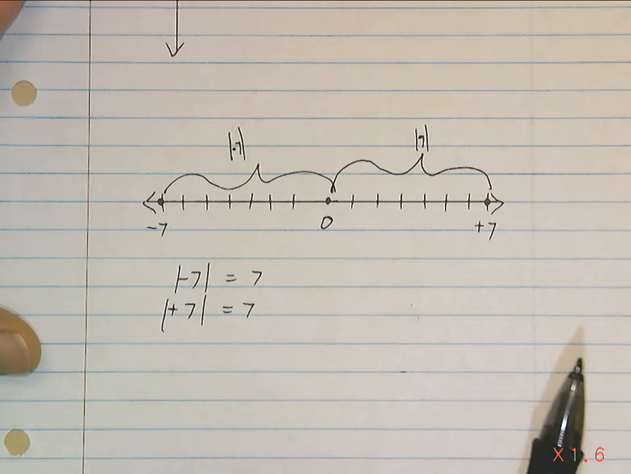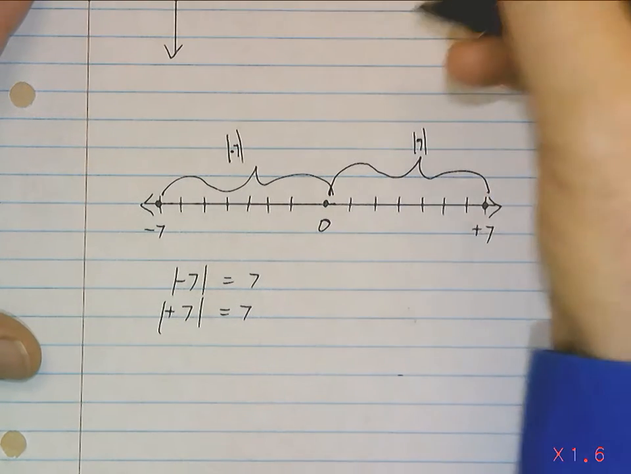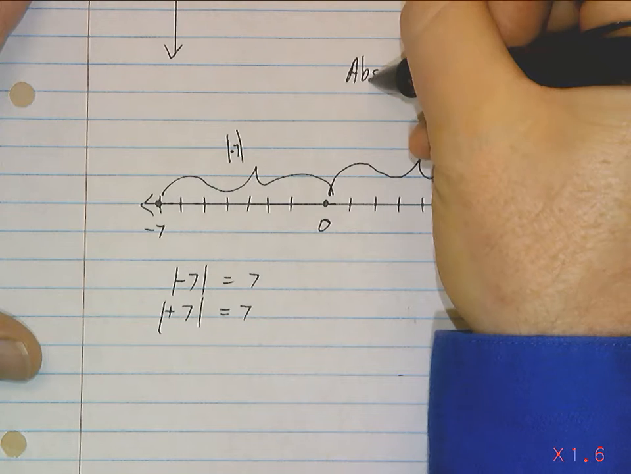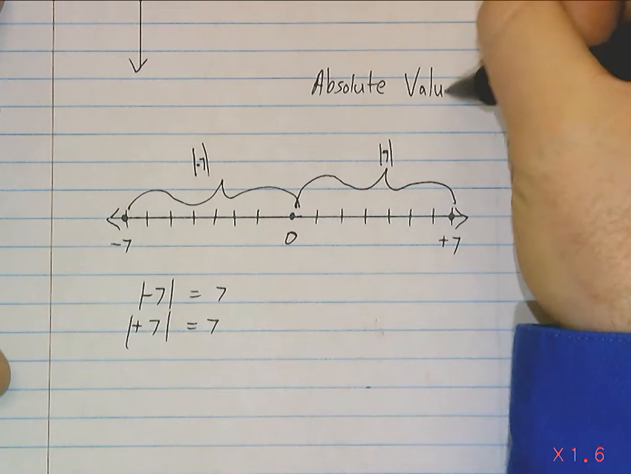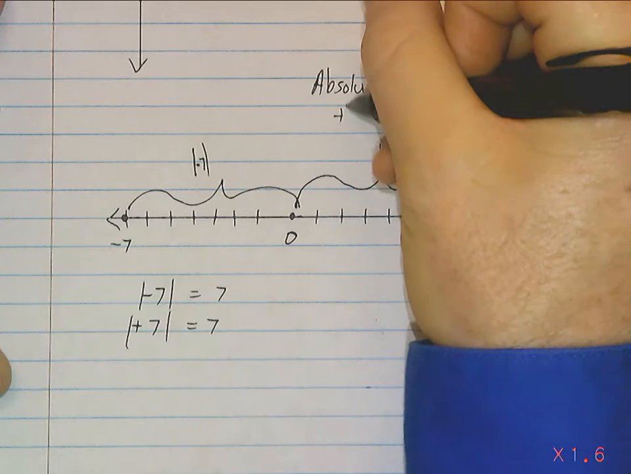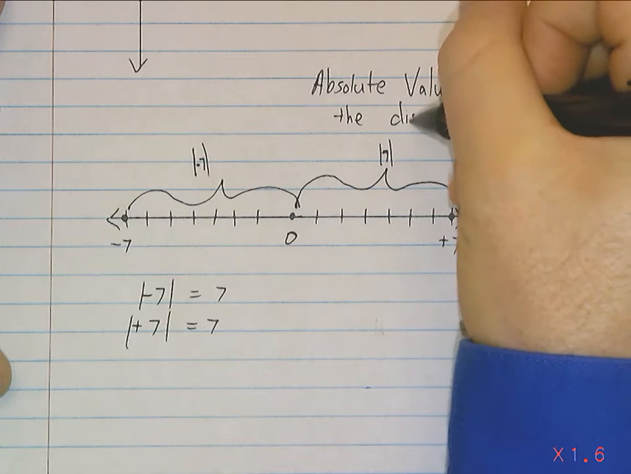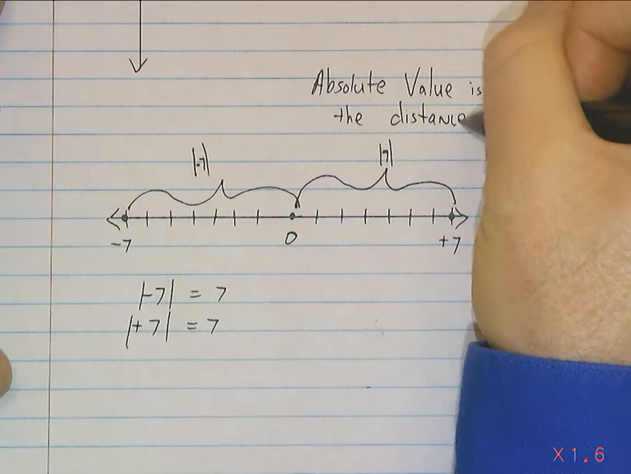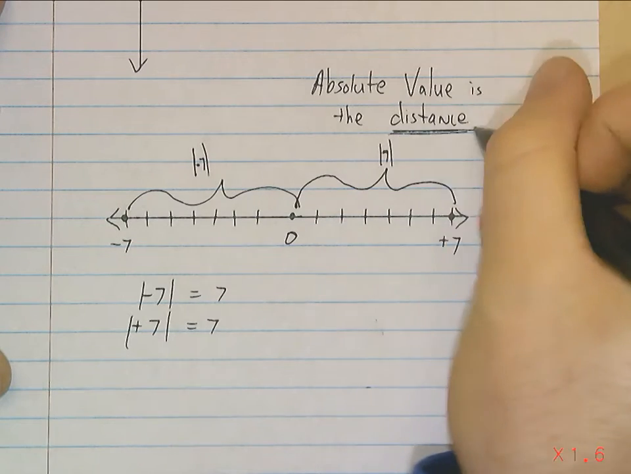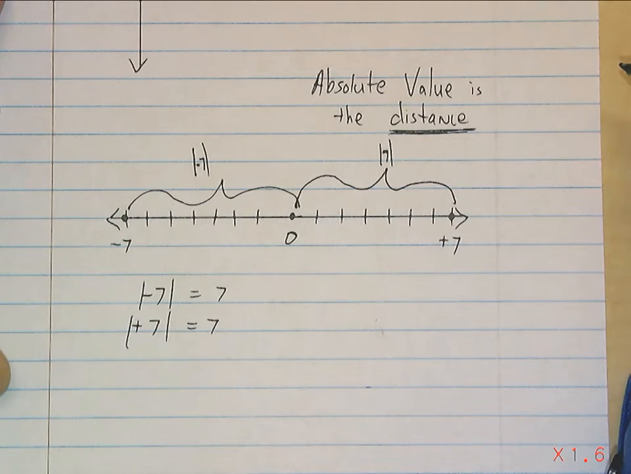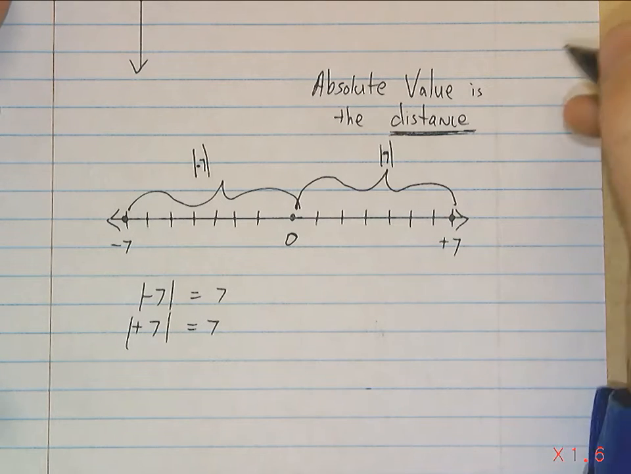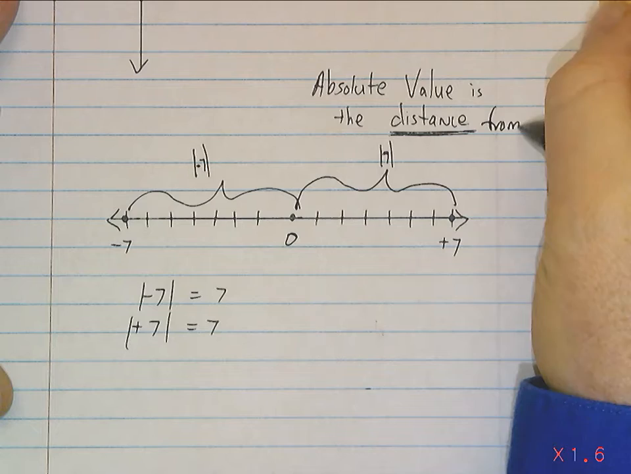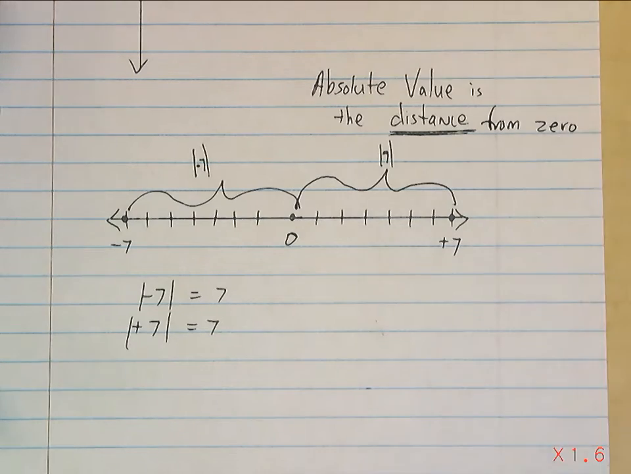Again, absolute value just talks about the distance. Let me write that down. The distance from 0. Distance is not negative. You can't have a negative distance. It's not possible. You're just going in the other direction. Okay, so let me do one more here.